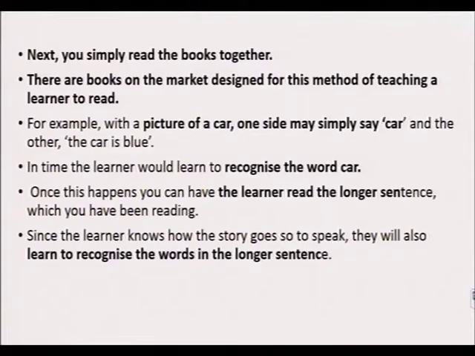Next, you are simply going to read the books together. There are books on the market designed for this method of teaching a learner to read, as we said. For example, you get a book with a picture of the car, and one side may simply say car, and the other one, the car is blue. In time, the learner will actually start recognizing the word car. Once this happens, you can have the learner read the longer sentence which you have been reading. Since the learner then knows how the story goes, so to speak, they will also learn to recognize the words in the longer sentence. So that, in short, is that specific context-based method.